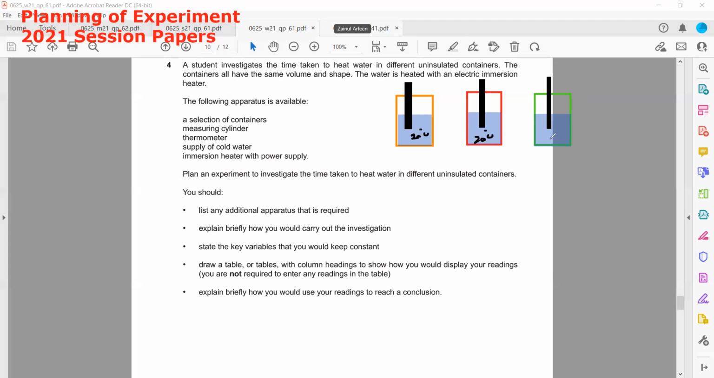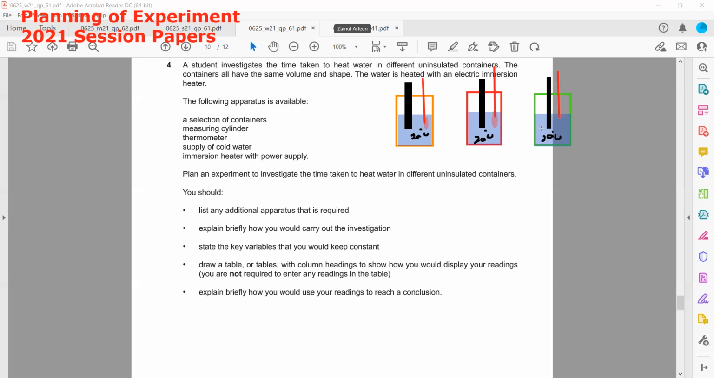We should use the same type of heater as well. And then we should place a thermometer, because we are investigating how the time taken to heat the water is affected in different insulating materials. So we have a thermometer in the first one, in the second one, and the thermometer is placed in the third one.